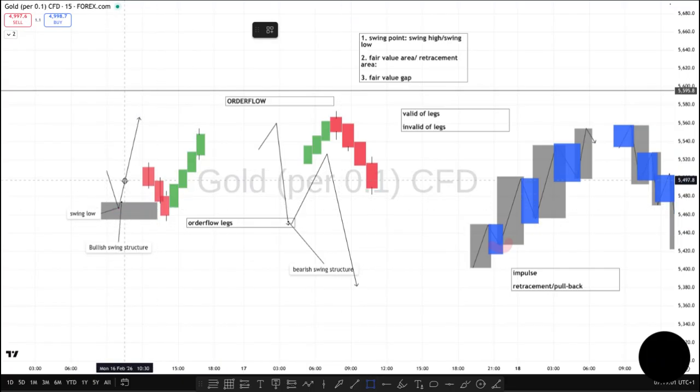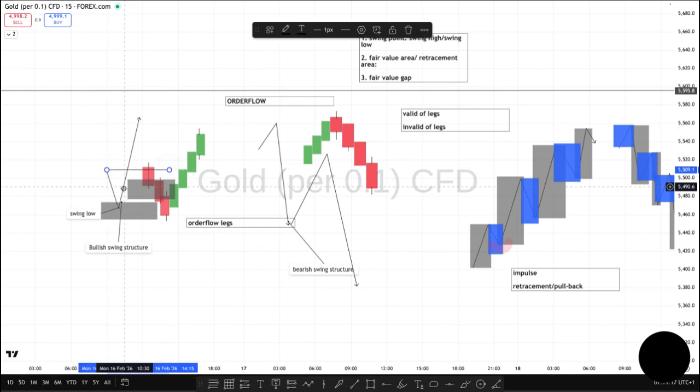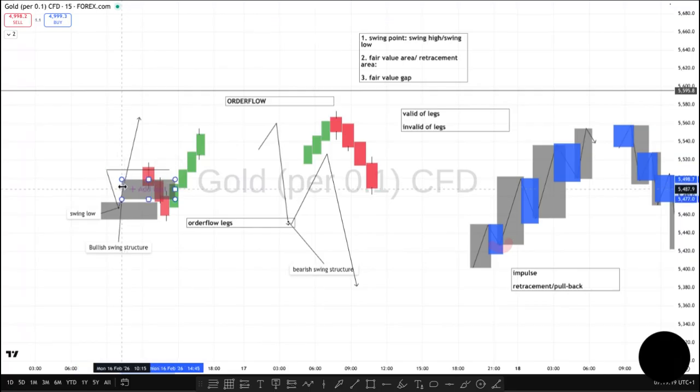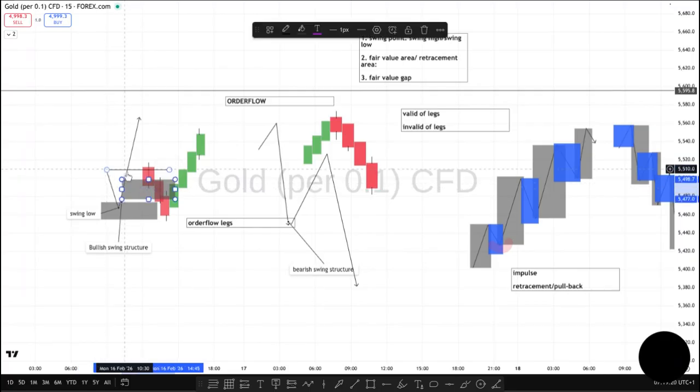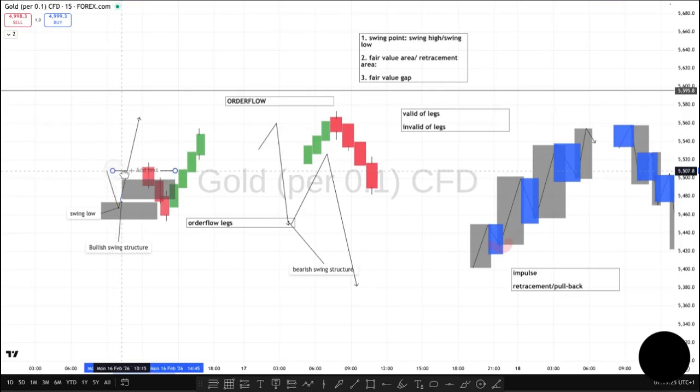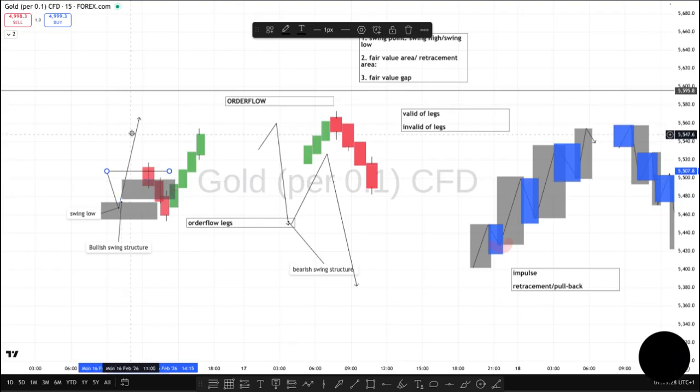A fair value gap should be created before price breaks out of the previous higher high that the market made. This is where the previous higher high would be, right? We expect a fair value gap to be created before price breaks out of this. It is that fair value gap that will be the impulsive move that will help price break out of the resistance at this previous higher high and create a new higher high, right?